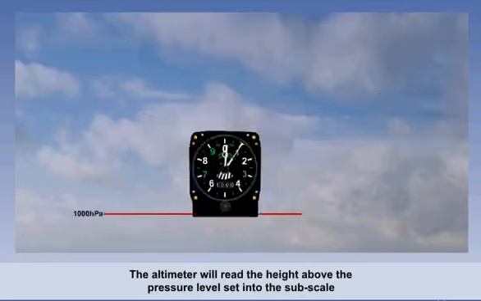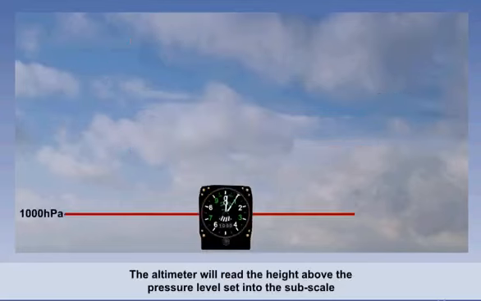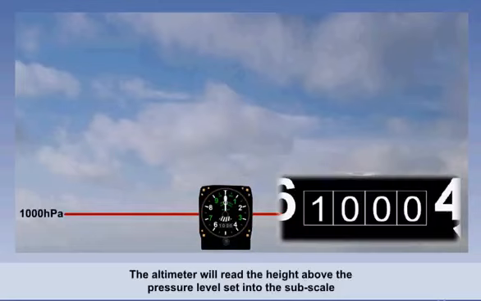This is done by means of an adjustable subscale. This is a small window in the face of the altimeter which has a pressure value, either in hectopascals or inches of mercury. Whatever pressure value is set in this scale, it's the pressure at which the altimeter will assume 0 feet.